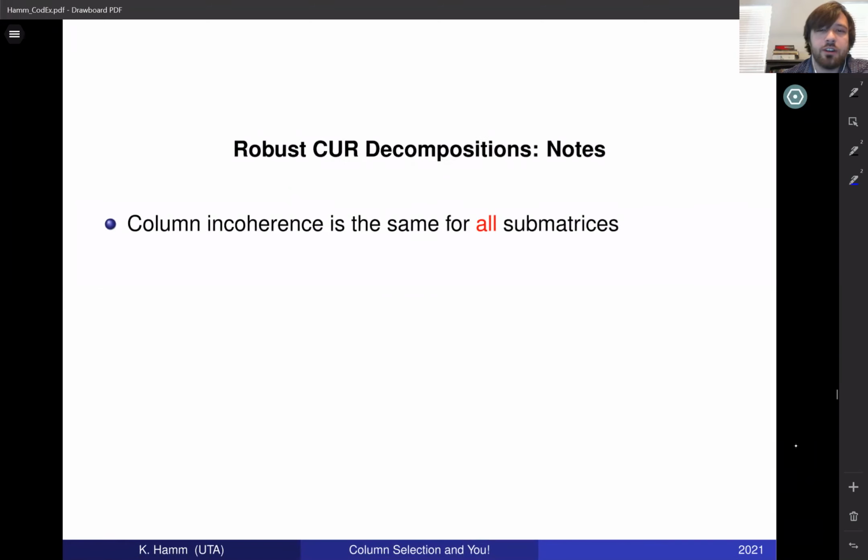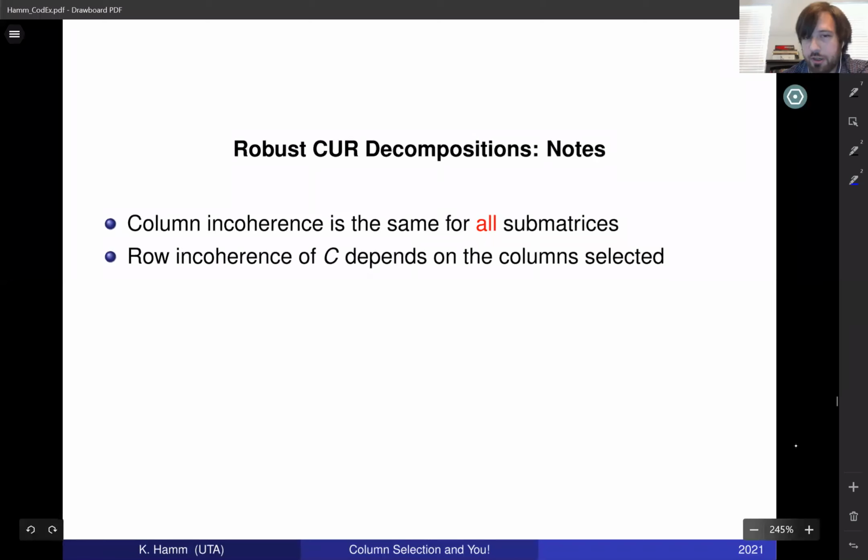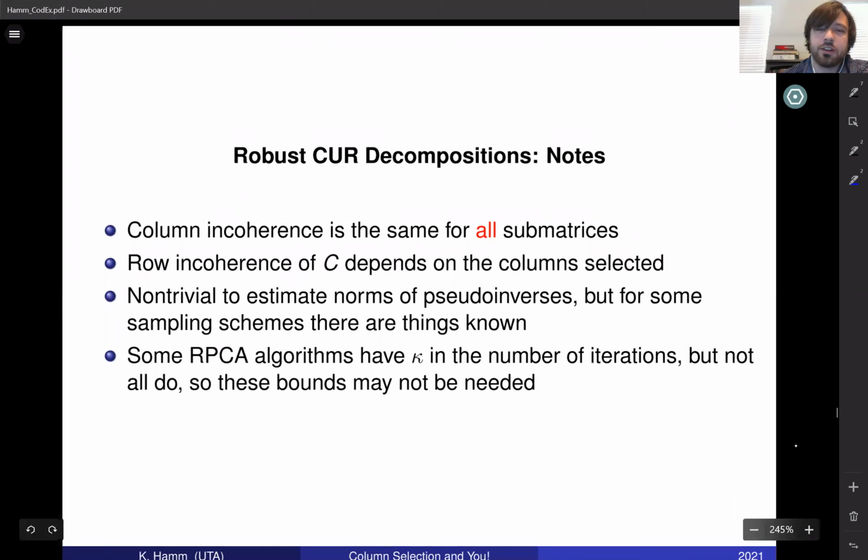So comments here: the column incoherence is the same no matter how I choose the columns, but the row incoherence will depend on how I choose the columns. And it's kind of non-trivial in general to estimate norms of those pseudo inverses. Okay, but I will show you some examples where you can say something.